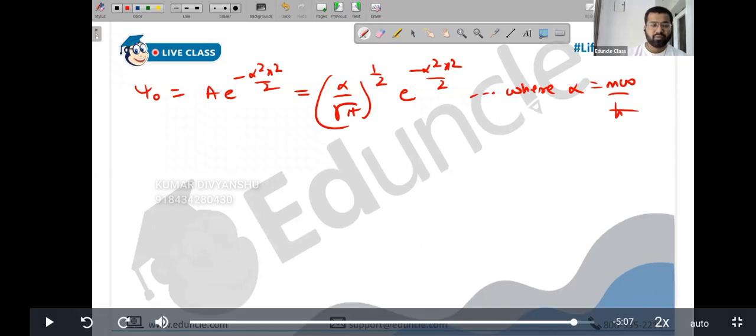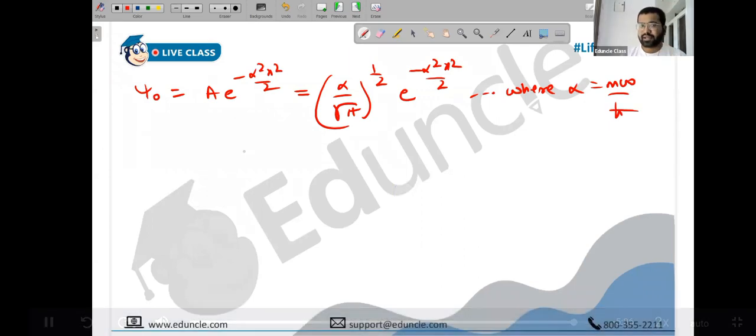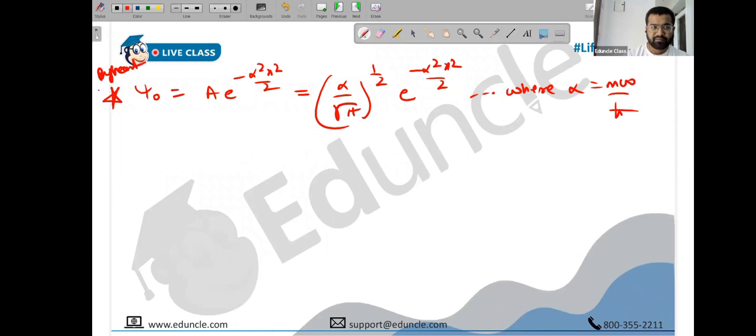Now, this is the only thing which I have asked you to learn by heart: the ground state wave function. Apart from it, just for your reference, because you are maintaining a good notebook, I will give you the formula for the higher energy states, like the first excited state and second excited state, but you are never going to use this for the exam. Never.